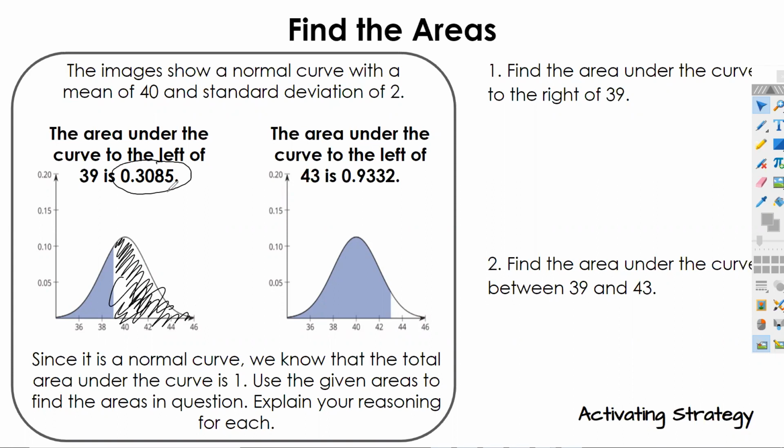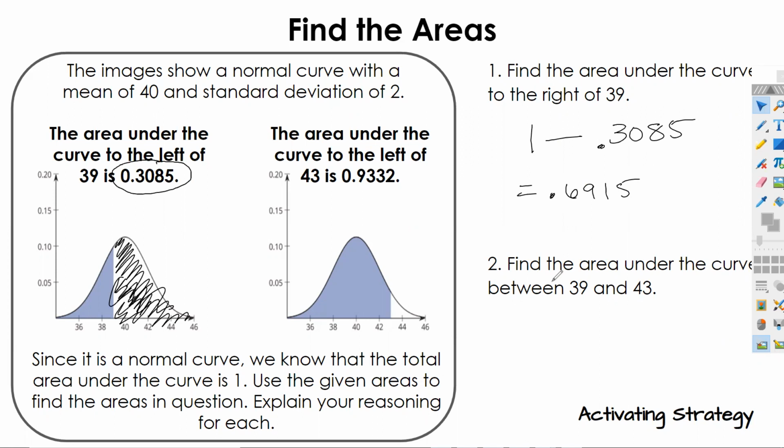Okay, I need you to bear with me because there's a lot of thought process. The whole curve is going to be 1. So if I'm going to define this black shaded region, I'm going to do 1 minus 0.3085. With me? Okay, so if I do 1 minus 0.3085, I'm going to get 0.6915. So that's going to be 69.15%.